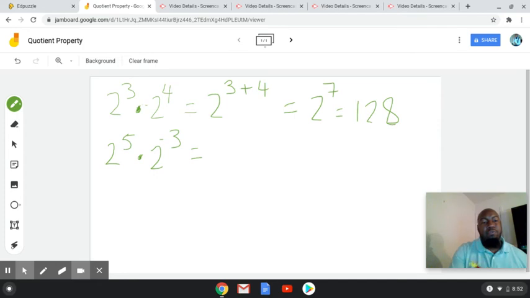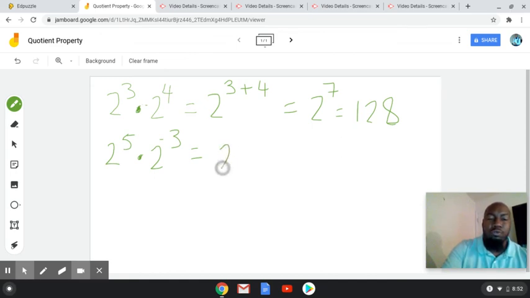Now here we have 2 to the fifth power times 2 to the negative 3. Again, we have the same base. The operation is multiplication, so we add the exponents. However, one of the exponents is a negative. Don't worry. It's the same way you did it before in middle school.